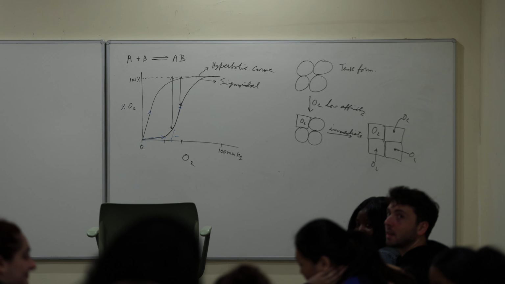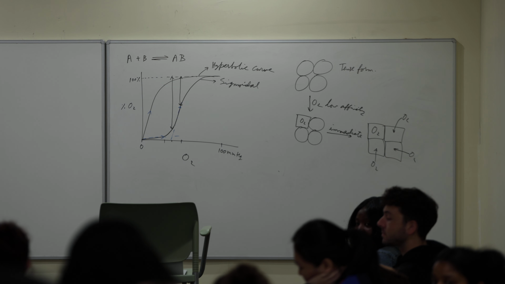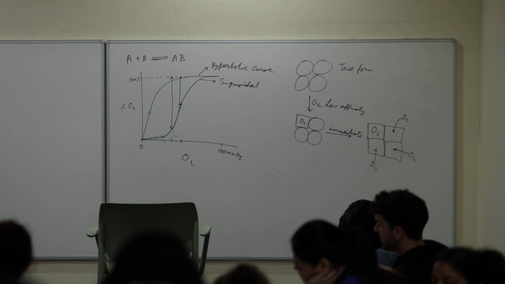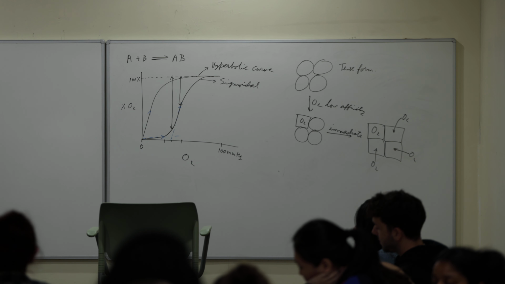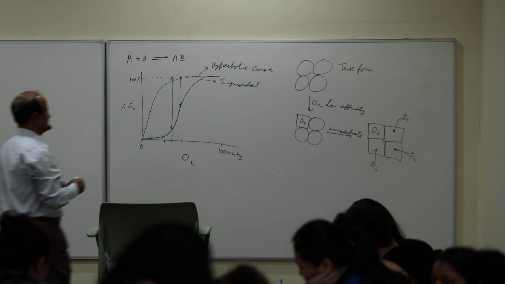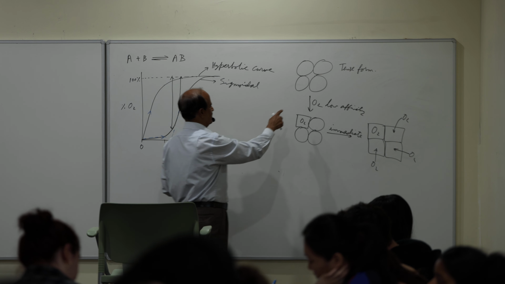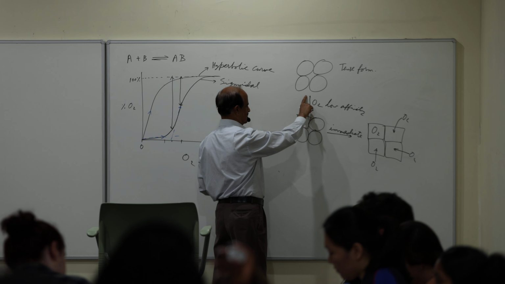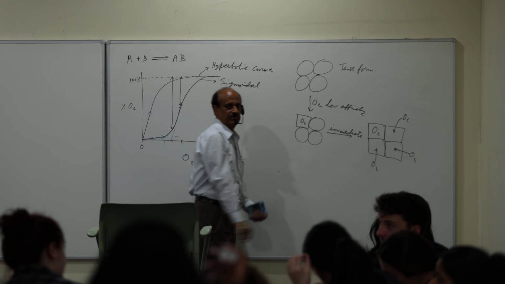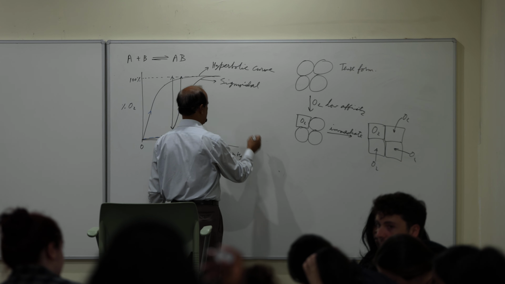Yes. Is going from tense to relaxed form an equilibrium reaction as well, or no? No, it's not an equilibrium reaction. It is called this kind of change when the first binding is slow and the remaining binding becomes very fast. That is called a cooperative effect.